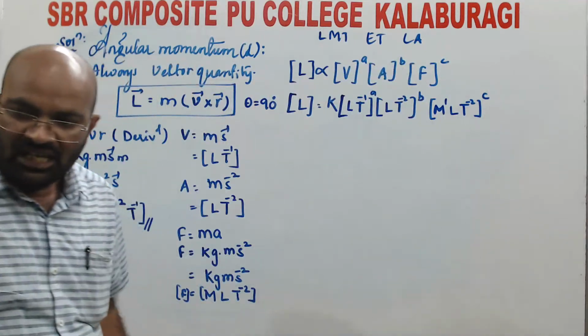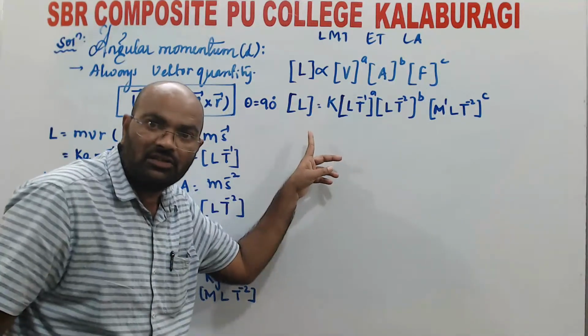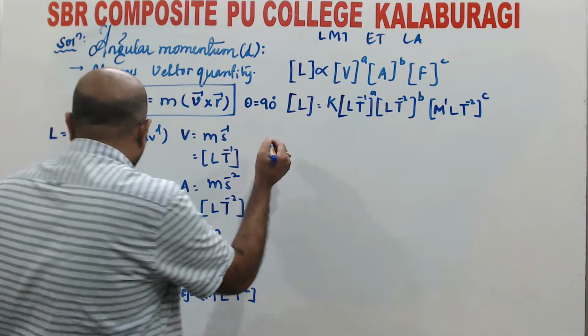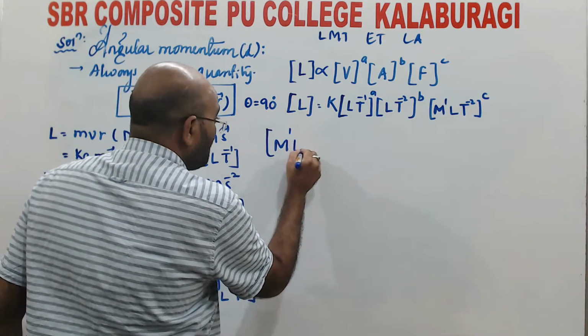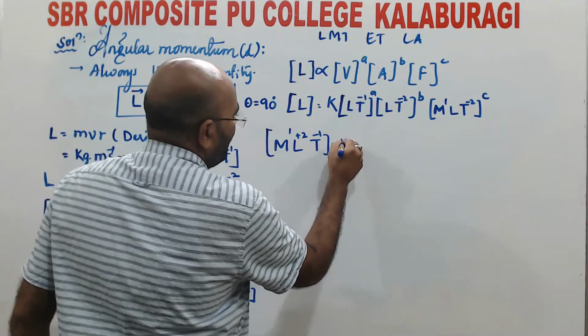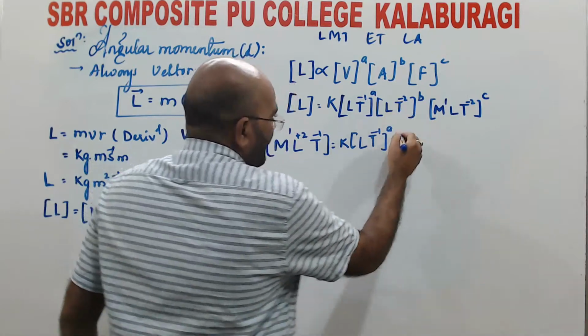Of course, we calculated the dimension of angular momentum also. The dimensions of angular momentum are M to the power 1, L to the power plus 2, T to the power minus 1, which is equal to K into L T to the power minus 1, whole to the power a.